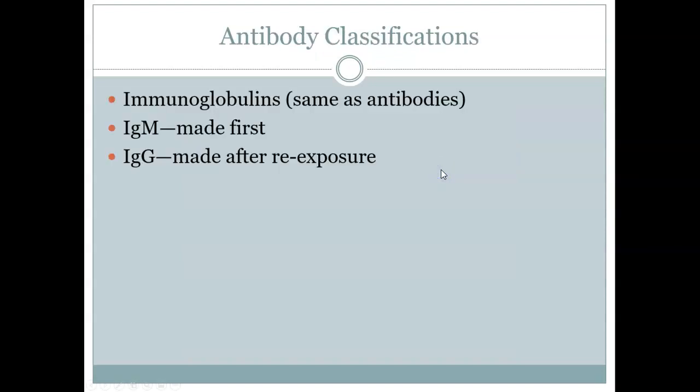So, different classifications of antibodies. We may have immunoglobulin, which is the same as an antibody, and we have IgM that's actually made first in antibody-mediated immunity, and IgG that's made after re-exposure to that antigen. So these are the two main classifications we have. IgG that's made after re-exposure actually has the most protective activity for the patient against that antigen again.